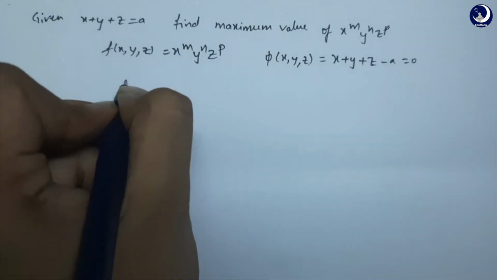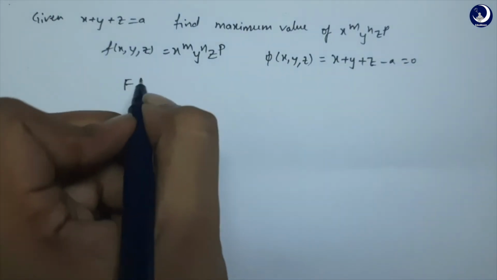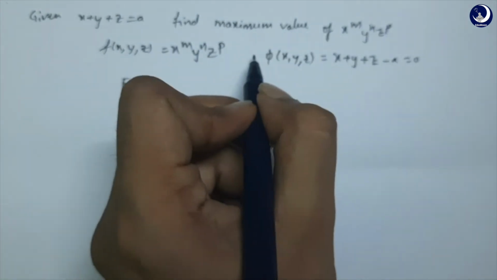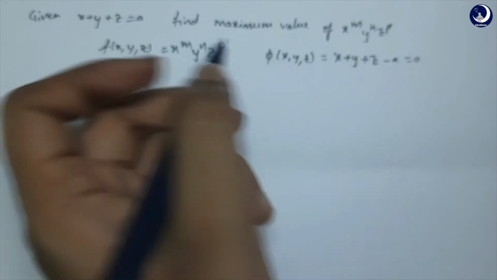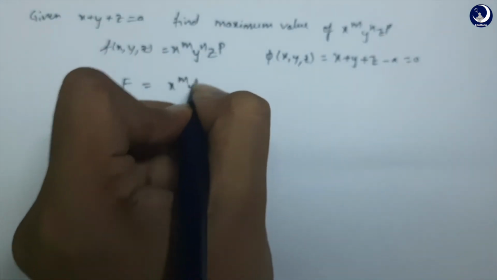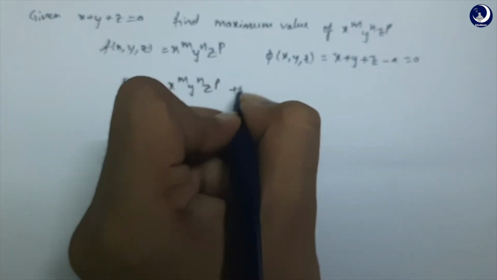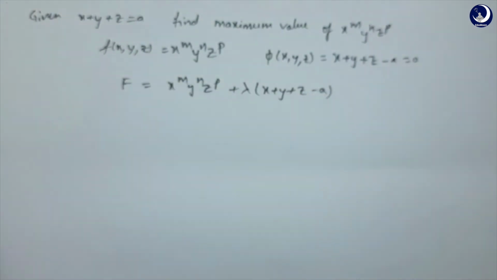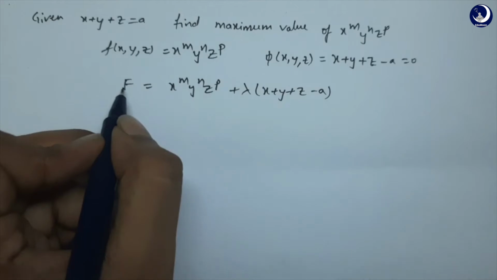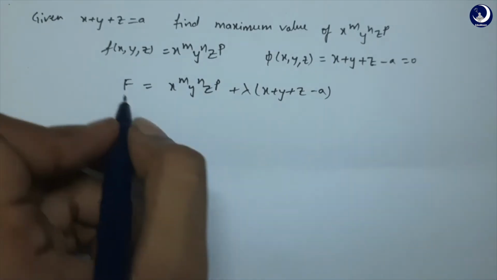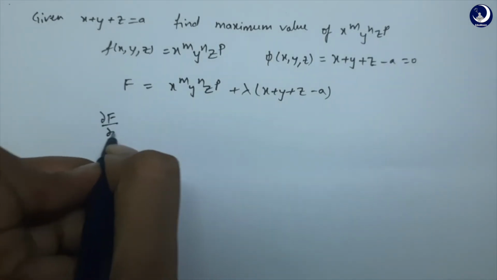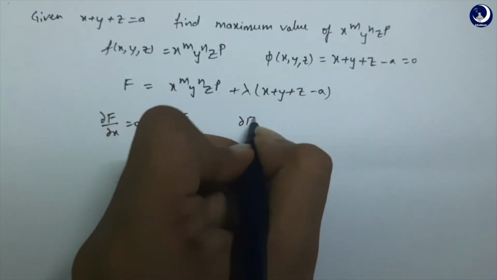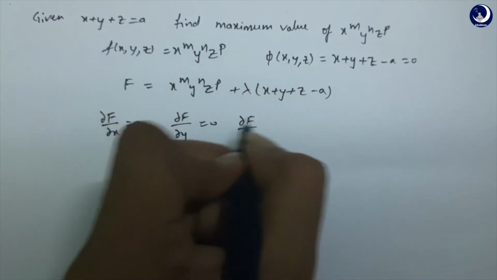So our first step is to write out our new function: f equals this function plus lambda times the constraint function. We would get x^m y^n z^p plus lambda into (x plus y plus z minus a). And our second step, for the stationary values of this new function, we need to find ∂f/∂x equals 0, ∂f/∂y, ∂f/∂z. We need to make them equal to 0.